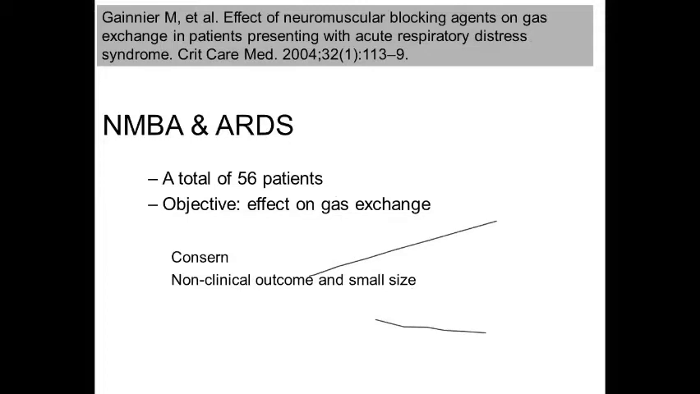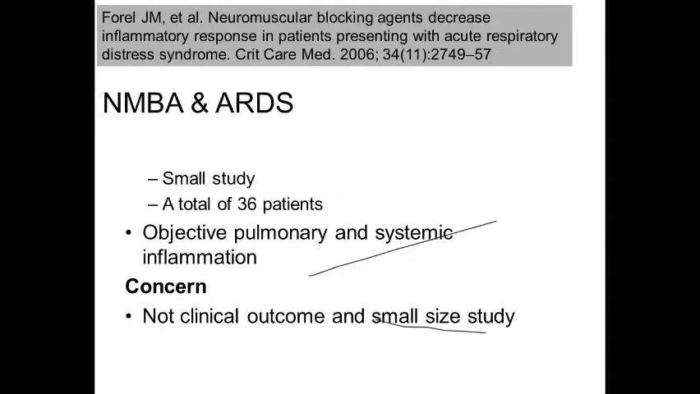In 2004, there is another article, but unfortunately, it is not a clinical outcome article. It's only gas exchange, and it has only 56 patients in the study. So it's a small study, no clinical outcome. It's positive, but mainly for the oxygen gas exchange, and did not mention anything about mortality. That's number one.